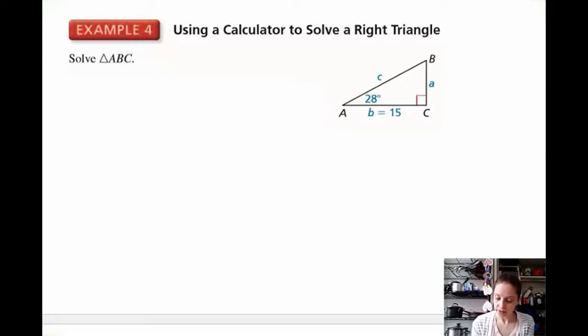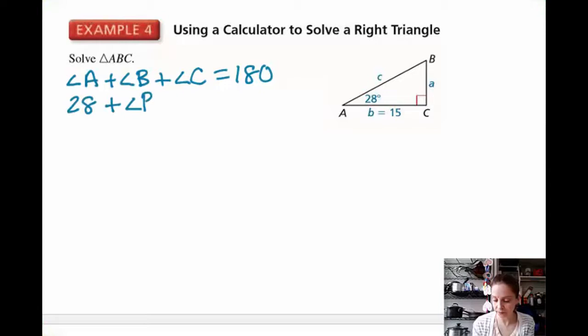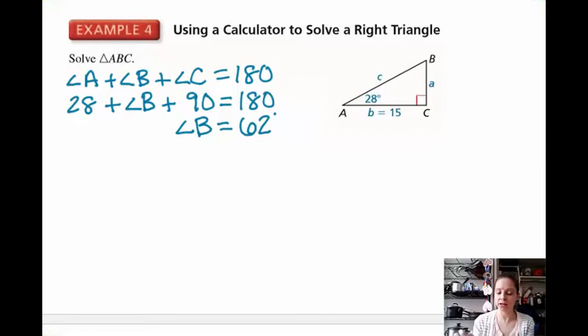So we know that all angles, the interior angles of a triangle, have to add to 180. So we could write that angle A plus angle B plus angle C has to equal 180. We know angle A is 28. We do not know angle B. Angle C is 90 degrees, equals 180. We could solve for angle B, and we'll get 62 degrees. Okay, so now we've identified all angles.